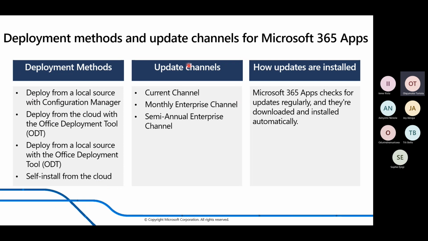Now, in terms of update channels, the way you can have updates for these applications, you can have current channel, which means as the updates are released, you have them, or monthly enterprise channel, which means it is released on monthly occasions. And then you have semi-annual enterprise channel, where every six months you get your applications updated. So this is a preference for your organization, which one you are comfortable with. Then how updates are installed is that Microsoft 365 checks for updates regularly, and they are downloaded and installed automatically based on the update channel you selected. Whether you want it as it is made available, please install for me, or I want it on a monthly basis, or I want it to be bi-yearly.